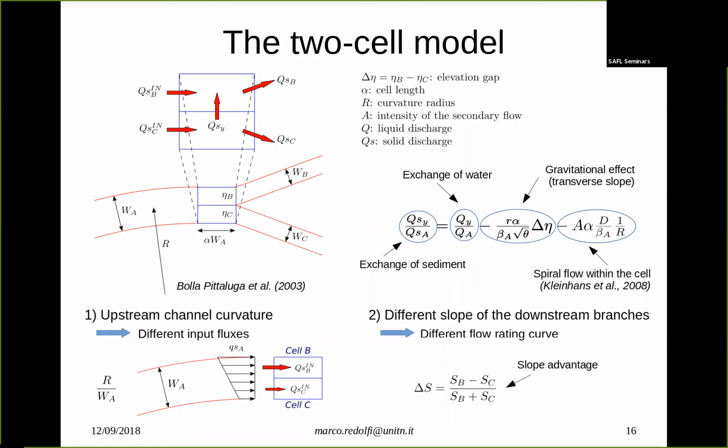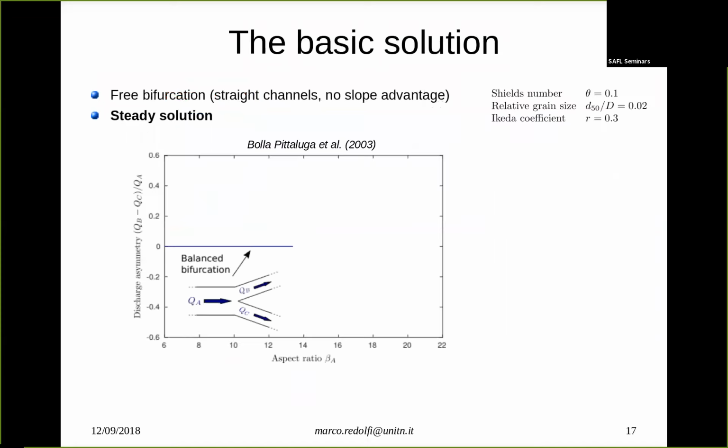On the other side, the effect of different downstream slopes can be accounted for by providing different flow rating curves in the two channels, depending on this parameter called slope advantage. That is the scaled difference between the two slopes. Well, what's the result of this model?